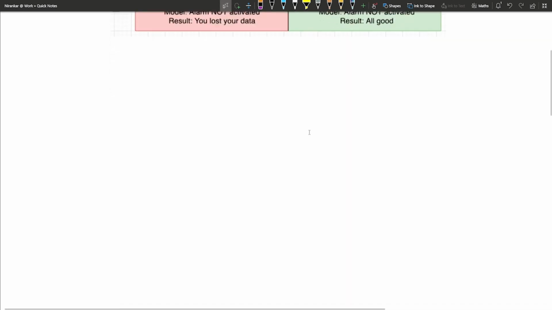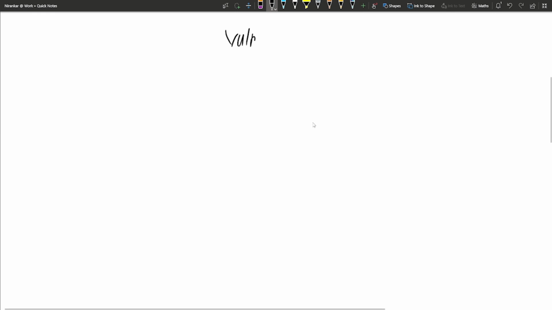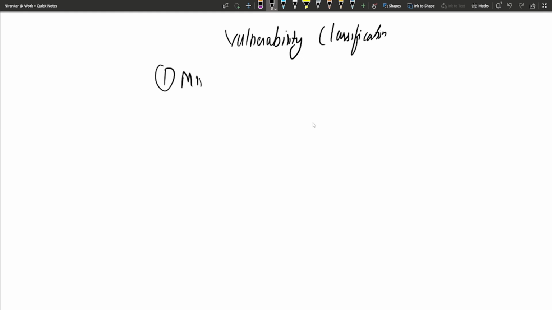Now let's talk about vulnerability classification. There are a total of nine classifications in vulnerability classification. Number one, we have misconfiguration.